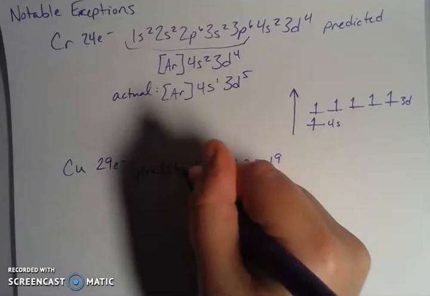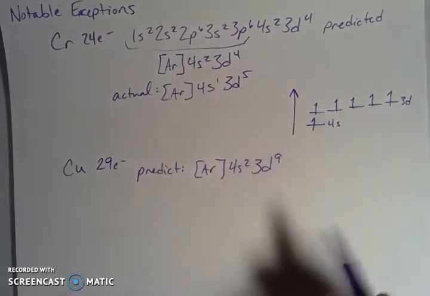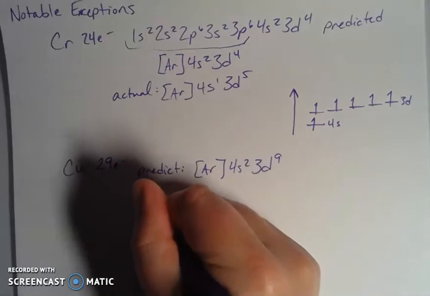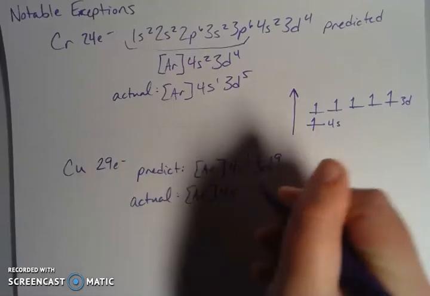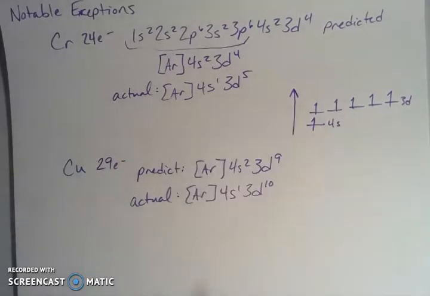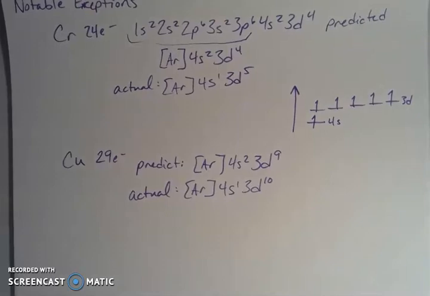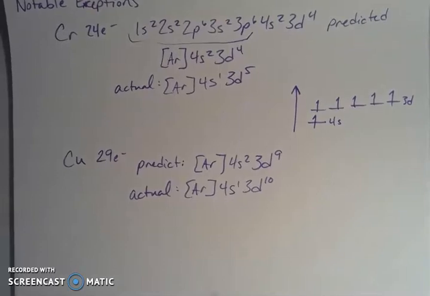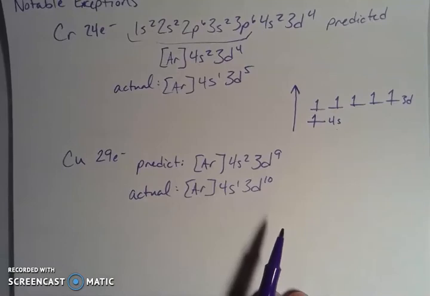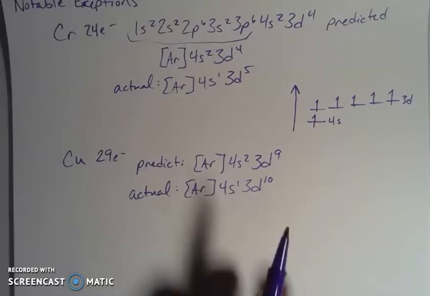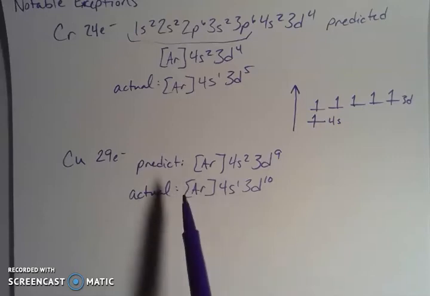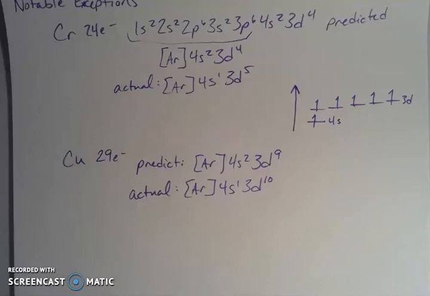But the actual does the same sort of operation, and for the same kinds of reasons. So the actual is 4s1, 3d10. Now again, this is one of the reasons that copper likes to form a +1 ion, because it's easier to lose that 4s electron than it is to pull away from those pairs. So that's one of those types of reasons. Same with chromium. Chromium will lose the 4s electron easier than it is to lose these other guys first. So these are notable exceptions.